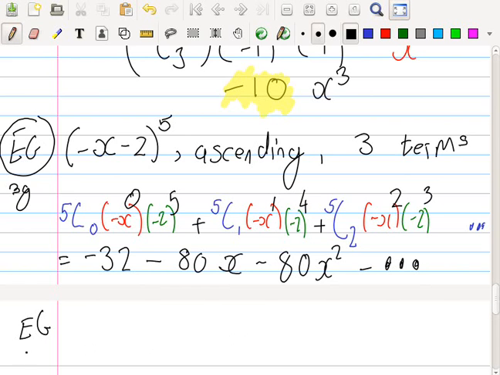The first n we get from the power, yeah? And we add up the 2 r's to make the n. Yeah, the powers must total to 5, because the 5 comes from here.